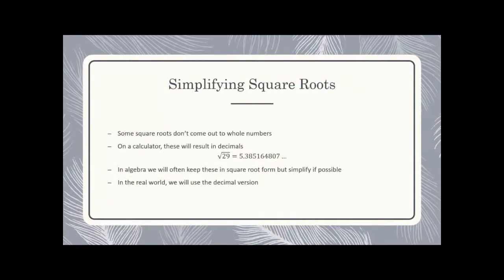So when you have square roots and they don't come out to a whole number, you get a decimal. Usually in algebra, we will keep them in the square root form so that we don't have to round the decimal and work with the decimal value. But if you have real world problems, like word problems, then we will use the decimal version. And on the assignment, I will accept the decimal version. So you can just put it into your calculator and simplify. You don't have to worry about trying to simplify it. I'm going to show how to keep it in the square root form, but you can use the decimal version.